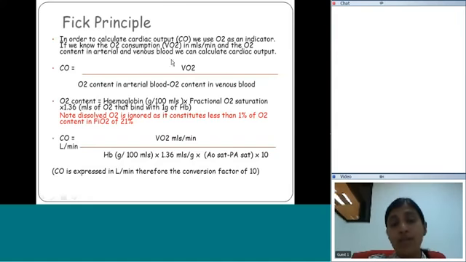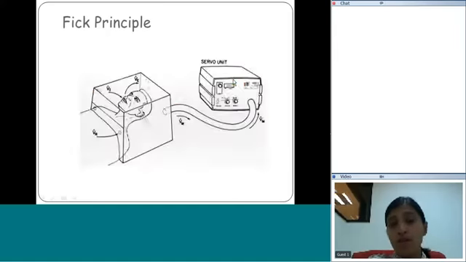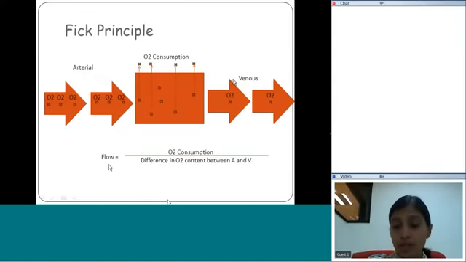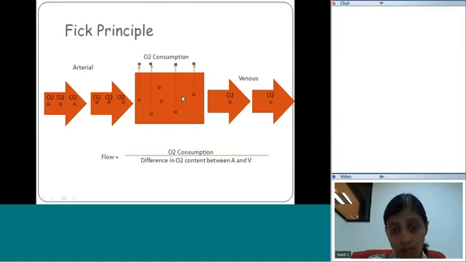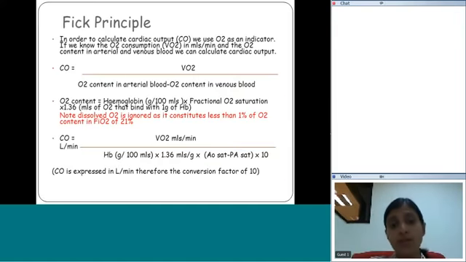Looking back at the previous slides, we said that flow equals oxygen consumption divided by the difference in oxygen content between the artery and the vein. If you apply the same principle, the cardiac output, which is the flow, equals oxygen consumption, which is in ml per minute, divided by oxygen content in arterial blood minus oxygen content in venous blood. So, direct application of that formula.